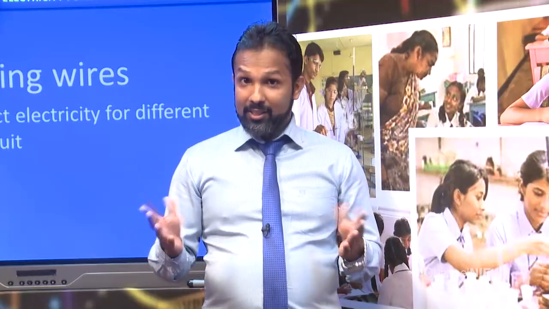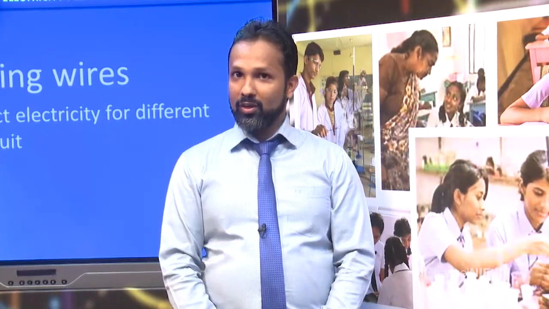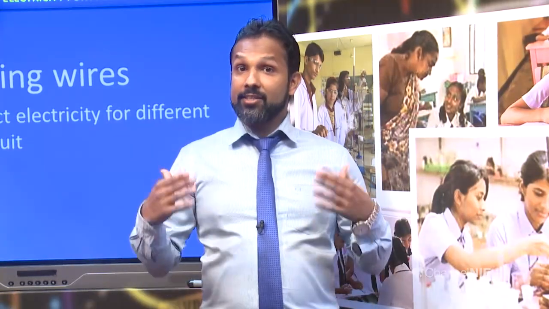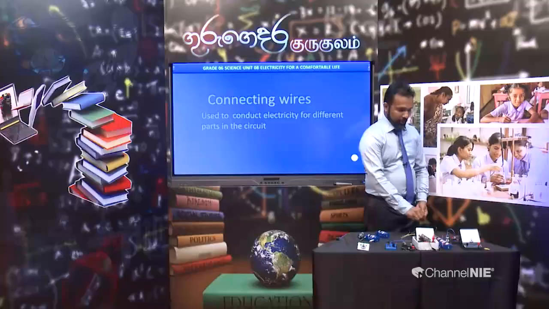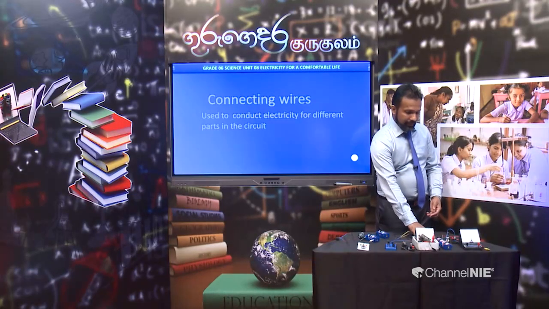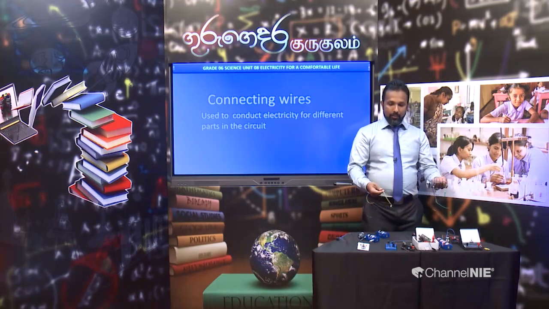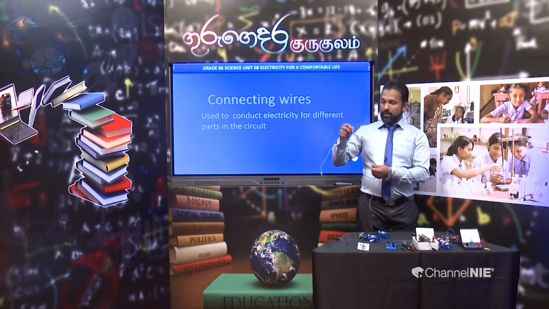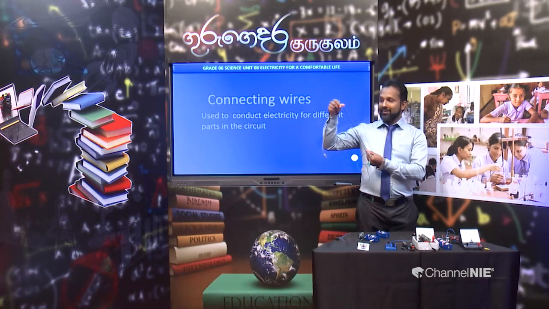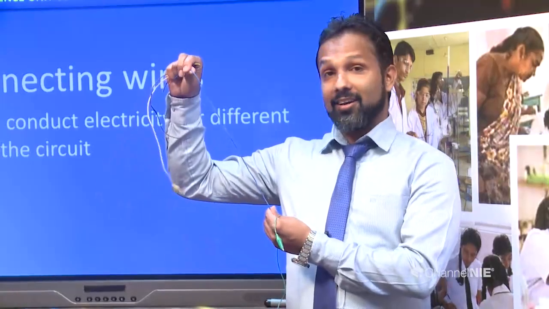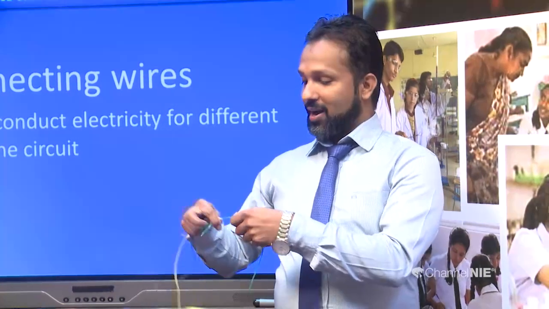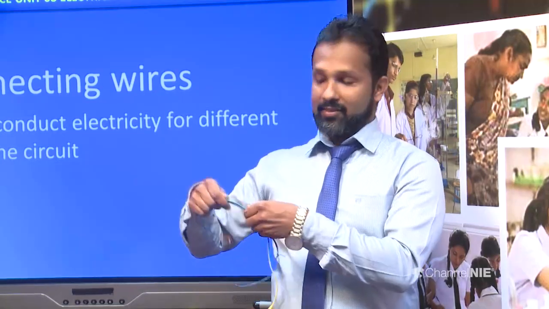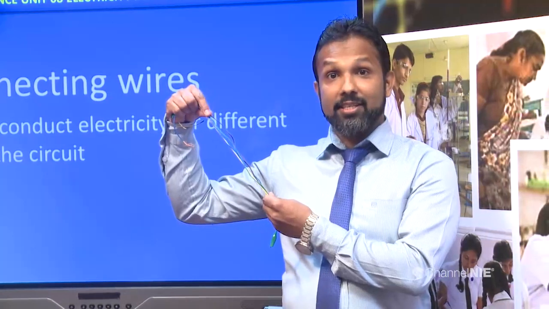Today I brought some connecting wires to show you. There are different types of connecting wires, different colors, different sizes. You can watch. These are some examples of connecting wires. Some are yellow in color, some are brown, some are blue, some are green. These wires have the same thickness. The diameter is the same.